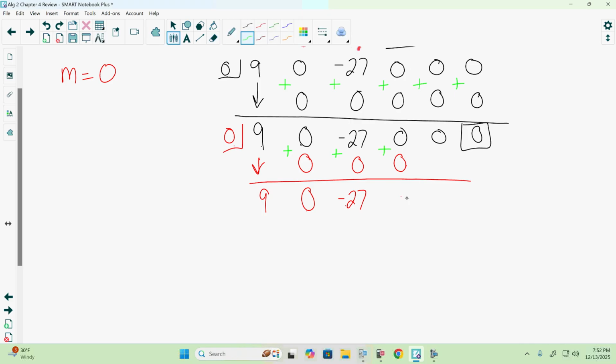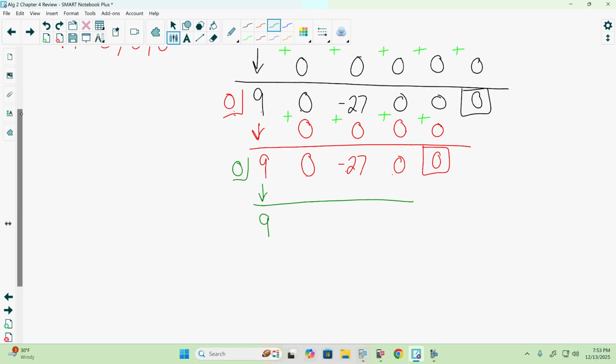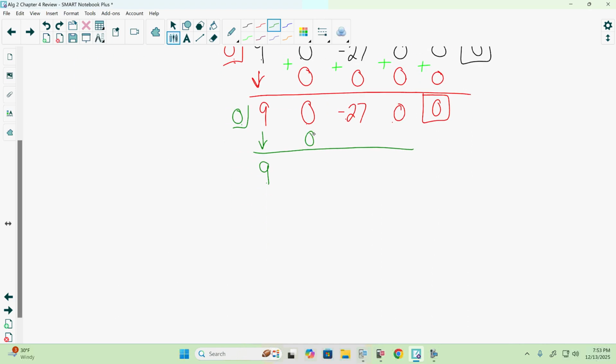0 plus 0 is 0. 0 times 0 is 0. And lastly, 0 plus 0 is 0. Funny enough, it is actually going to work one more time. 0 times 9 is 0. 0 plus 0 is 0. 0 times 0 is 0. Negative 27 plus 0 is negative 27. 0 times negative 27 is 0. And 0 plus 0 is 0.